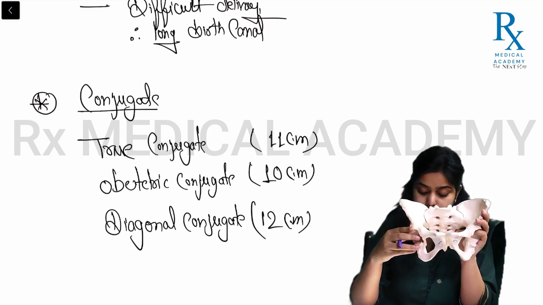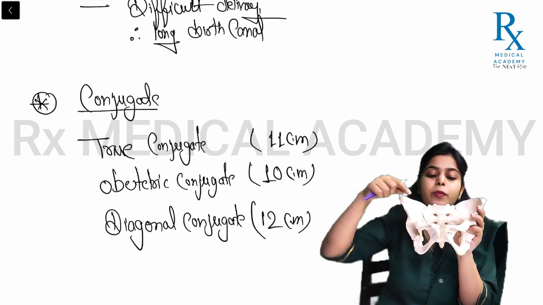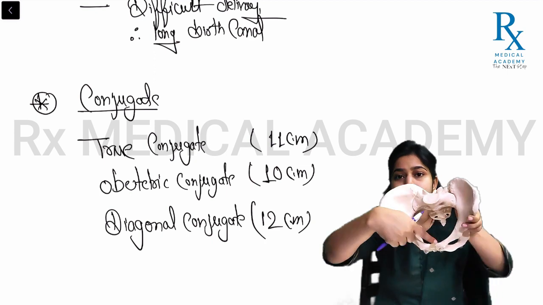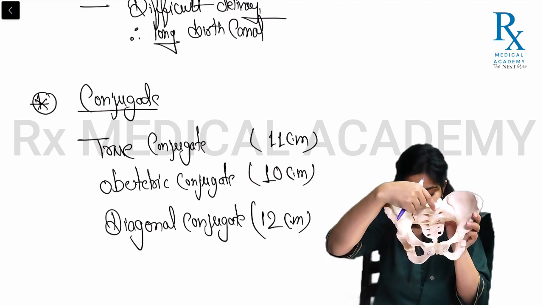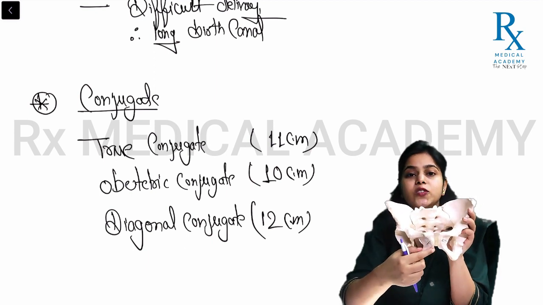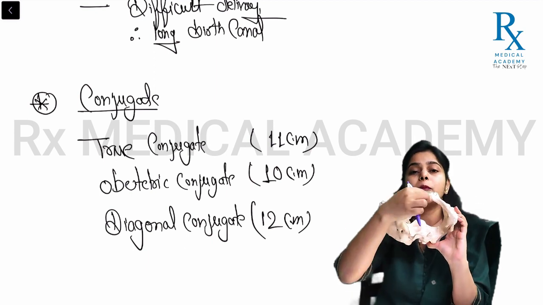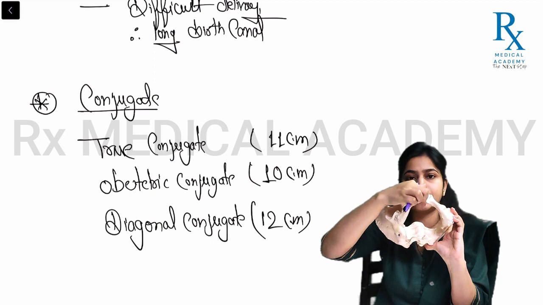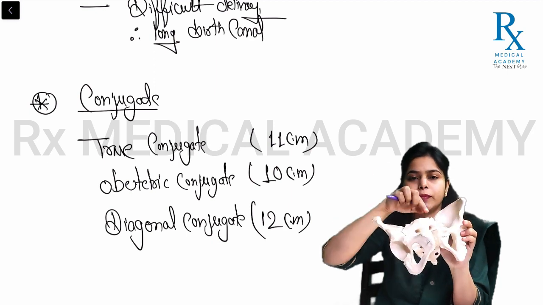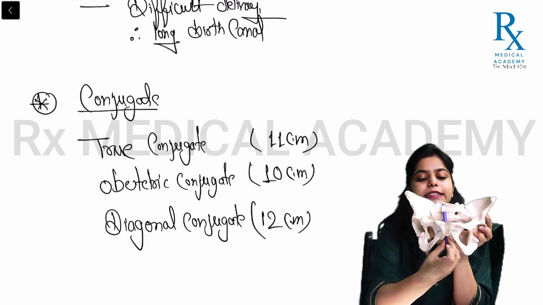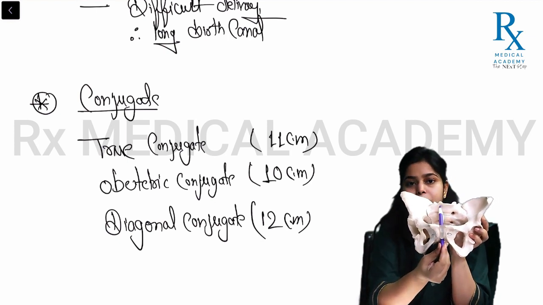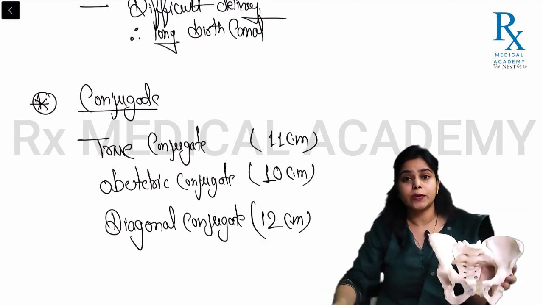And another one is obstetric conjugate, which is found between the mid of the pubic symphysis to the midpoint of the sacral promontory. And another one is the diagonal conjugate, which is found between the posterior inferior surface of the pubic symphysis to the mid of the sacral promontory, like this. Okay, this is known as diagonal conjugate, which is around 12 centimeter.